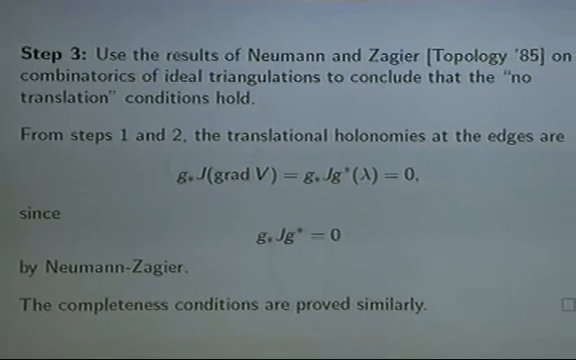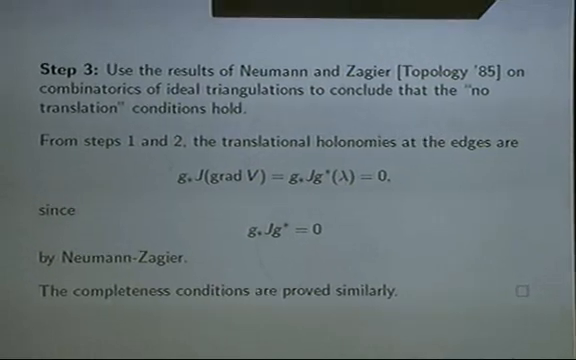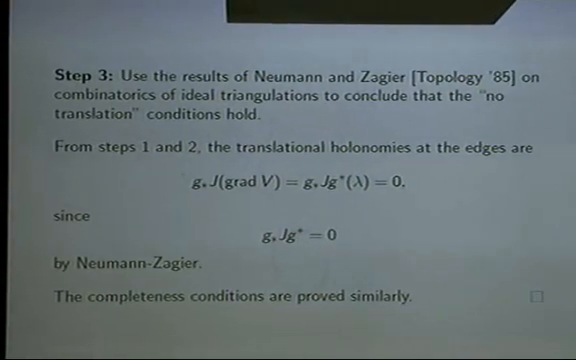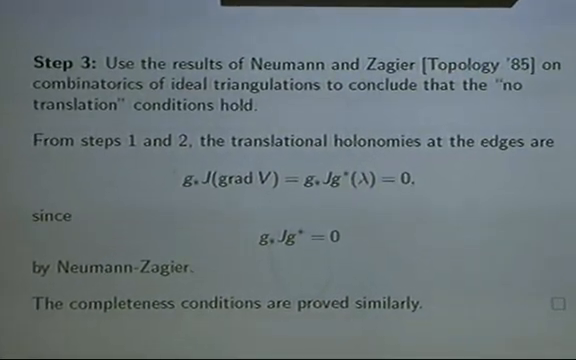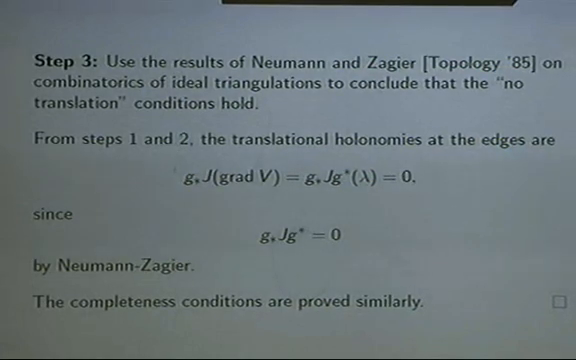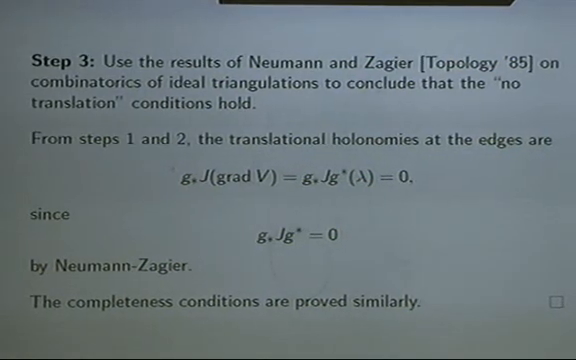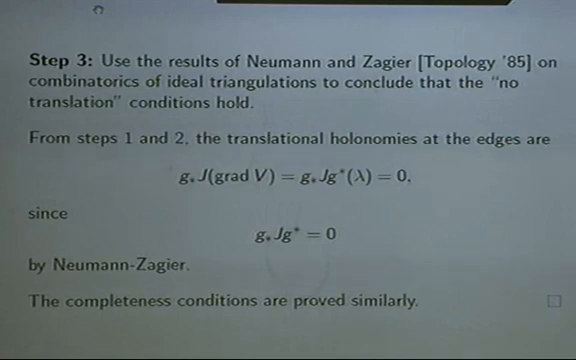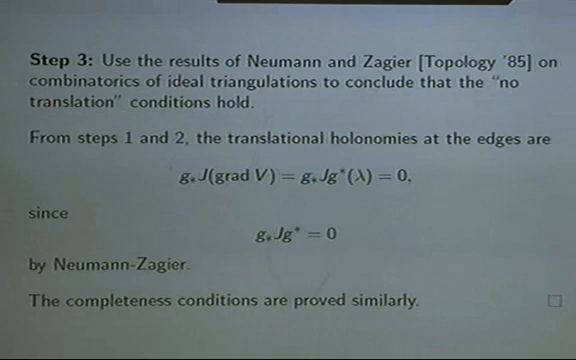Now at this stage, we have to use some combinatorics of these ideal triangulations. This goes back again to the famous paper of Neumann and Zagier from 1985. In it, they work out some very nice combinatorial conditions on ideal triangulations. Using that, we'll be able to see that the no translation conditions hold if we're at a critical point for volume.